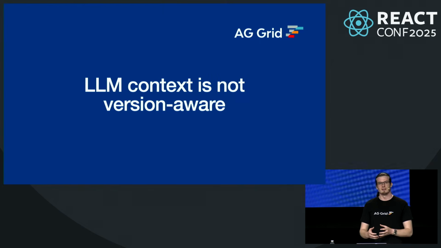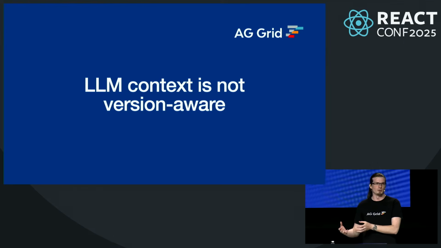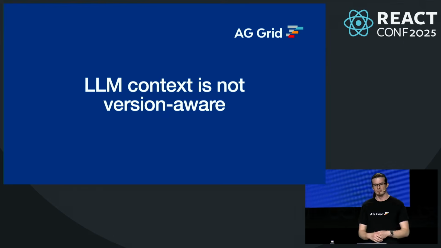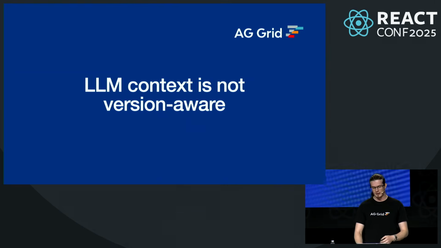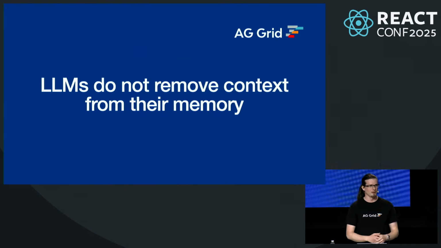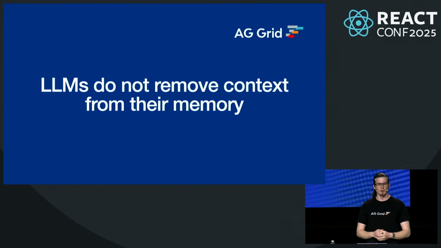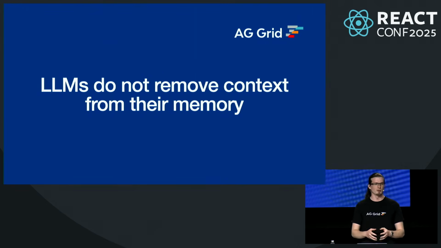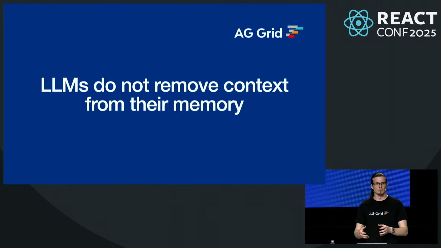Another way of looking at this is that LLM context is not version aware. If I'm using a certain version of a product, the LLM doesn't know what version of documentation to refer to in order to best inform itself on how to complete that request. And then finally, I think this is something Theo alluded to in the panel as well, LLMs don't remove context from their memory. So if we deprecate an API or change the way something works, an LLM doesn't know to stop referring to the previous way of doing things and only use this new improved way.